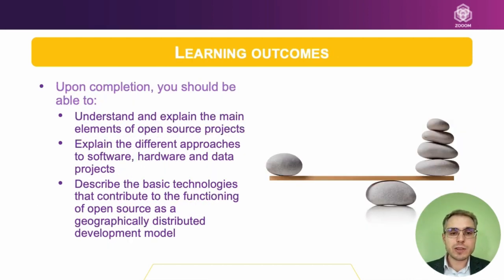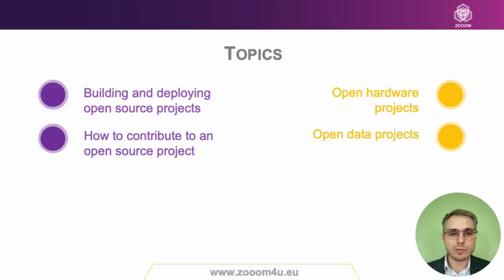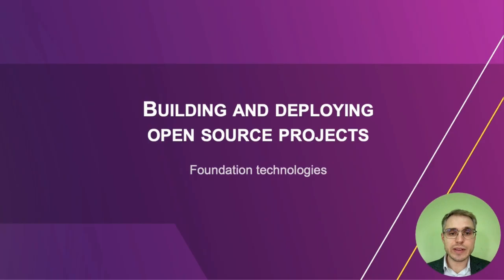Upon completion, we expect you to be able to understand and explain the main elements of open source projects, to explain different approaches to software, hardware, and data projects, and describe the basic technologies that contribute to the functioning of open source as a geographically distributed development model. In terms of topics, we're going to be covering four main topics. Namely, building and deploying open source projects, how to contribute to an open source project, open hardware projects, and open data projects, which provide some specific and very interesting use cases.